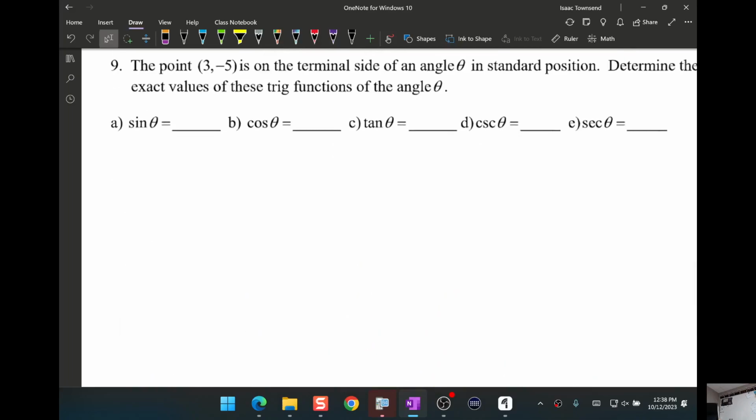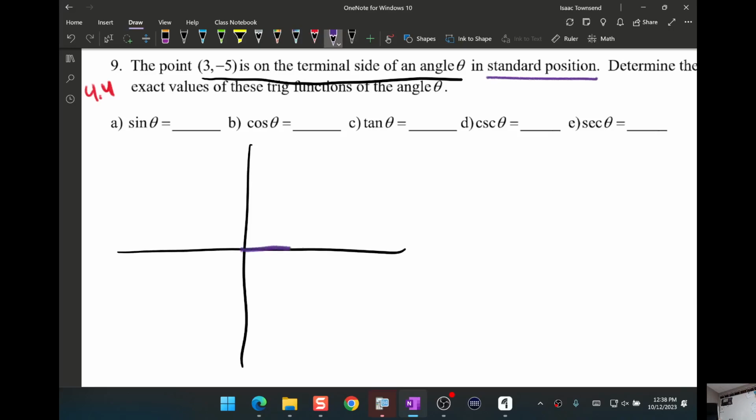Okay, so number 9, this is a question from section 4.4. So since we've been doing graphing for like 2 weeks now, this stuff seems a little bit more foreign, but this is similar to what you guys did on the first test. So we've got a point on the terminal side of an angle, and that angle is in standard position. Standard position means you're starting at positive x-axis. Terminal side is the other part of your angle. So you should plot the point 3, -5.